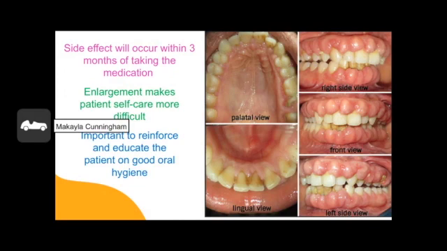You will see this side effect occur within 3 months of your patient taking the medication. With enlargement, patient self care is more difficult. With the inflammation, the teeth are harder to brush and more bacteria can grow. It is important to reinforce and educate the patient on good oral hygiene. However, it is also important to know that good oral hygiene will not lessen the enlargement of the tissue since it is enlarged due to medications.